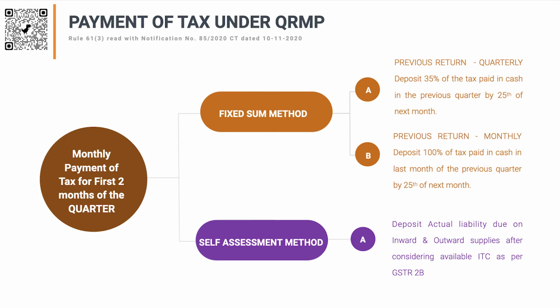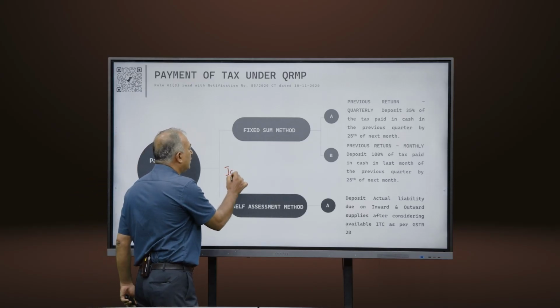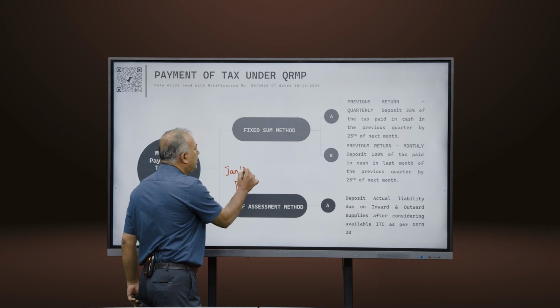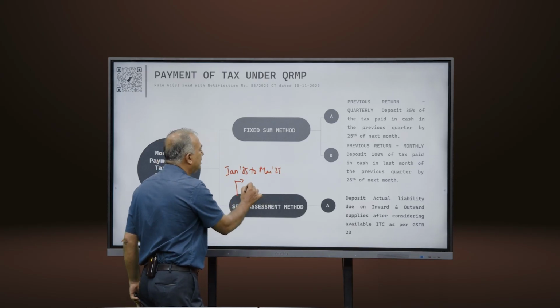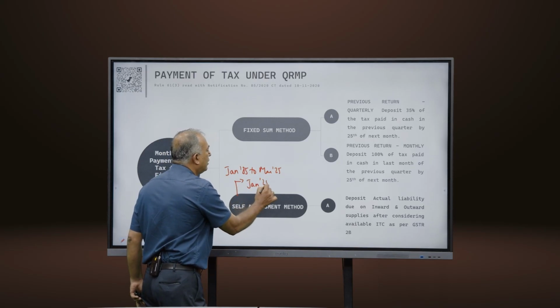Now, let me tell you what the self-assessment method is, the easier of the two. I'll put it on the board also, but just try to visualize what I'm saying. First of all, monthly payment arises in which months of the quarter? If you take the quarter as January 2025 to March 2025, the monthly payment happens in the month of January 2025 and for the month of February 2025.